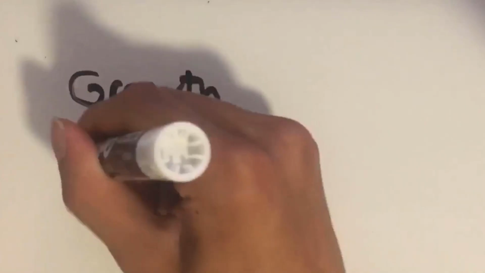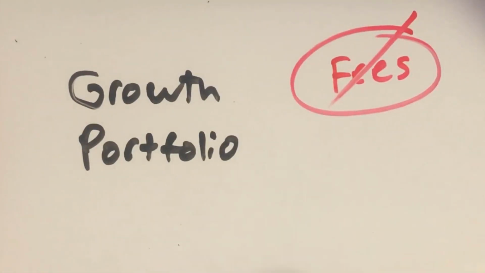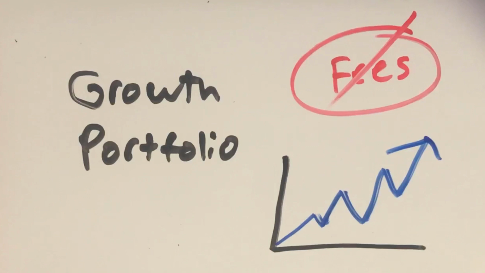In my long-term growth portfolio, I do try to keep fees as low as possible because I won't be touching the money for at least 25 years. But if I build this income portfolio correctly, I may never need to touch my growth portfolio, and I can let it keep growing to build generational wealth for my family.